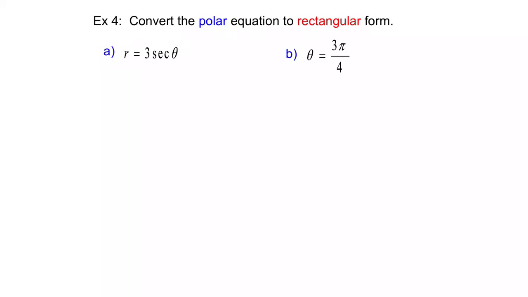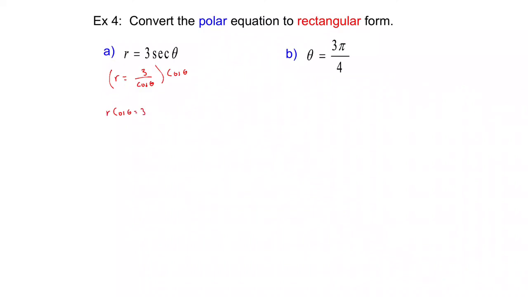Now when you look at it, you still have that r, so we know either to square both sides, but because there's a secant over there, we might want to multiply by r. But also, what about the secant? What does that represent? Well, why don't we take secant and rewrite it as 1 over cosine. So we have r equals 3 divided by cosine of theta. So before we make any decision just yet, let's go ahead and multiply both sides by cosine of theta.